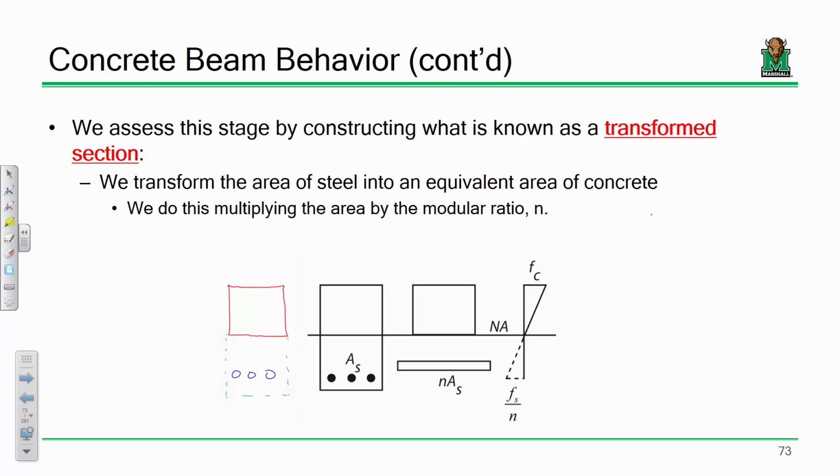Now, the problem with that is this. In order to perform analysis, to use sigma equals My over I, and compute a moment of inertia that makes sense, we have a little bit of a problem. This cross-section that I've drawn over here on the left, this is concrete.